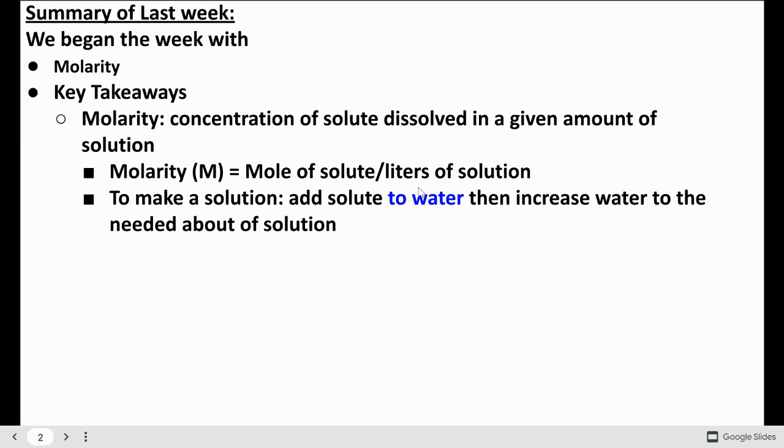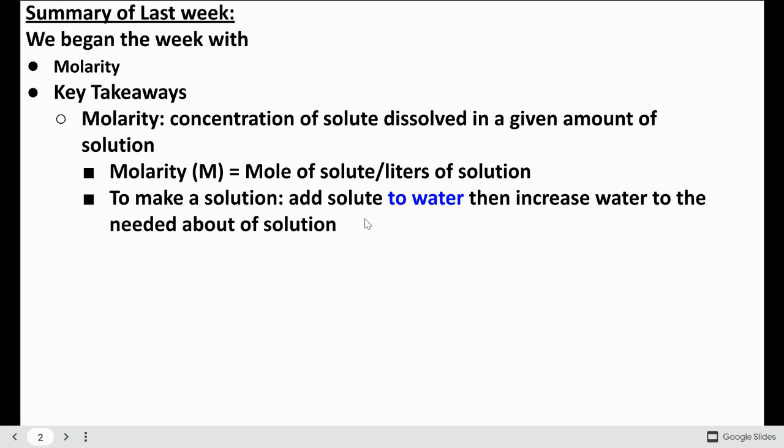All right, so we began the week with molarity, and molarity is the concentration of solute dissolved in a given amount of solution. The solute's usually a solid, it doesn't have to be, but generally it is. And then the solvent typically is water, although it could be something else depending on what we're trying to dissolve. Molarity, big M, capital M, is equal to the number of moles of solute divided by liters of solution.